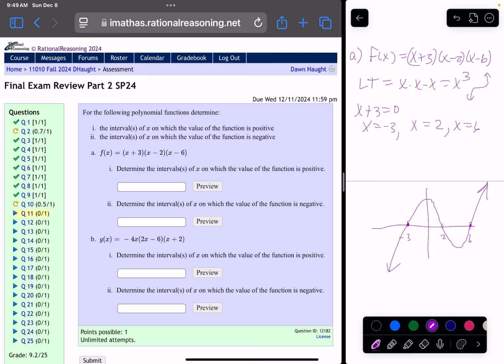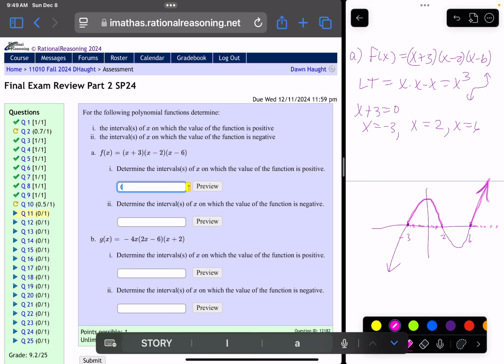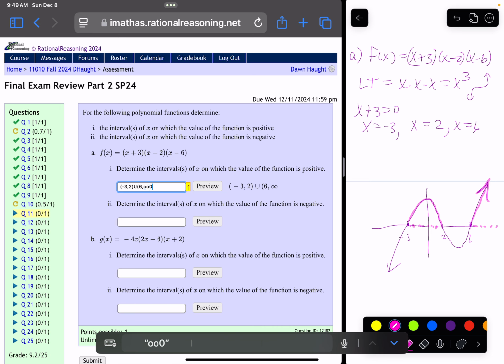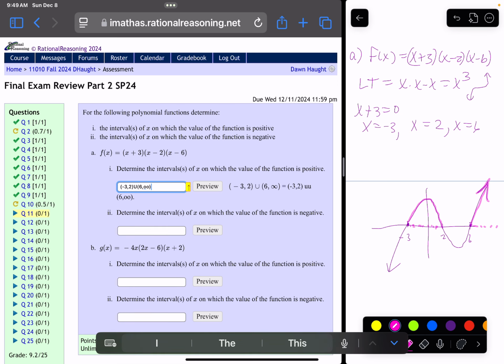Where is the function positive? I'm going to highlight that in pink. So on an x value from -3 to 2, my graph is above the x-axis. Put your U for union. And then from 6 to infinity, my graph is above the x-axis. And so that would be where my graph is positive.